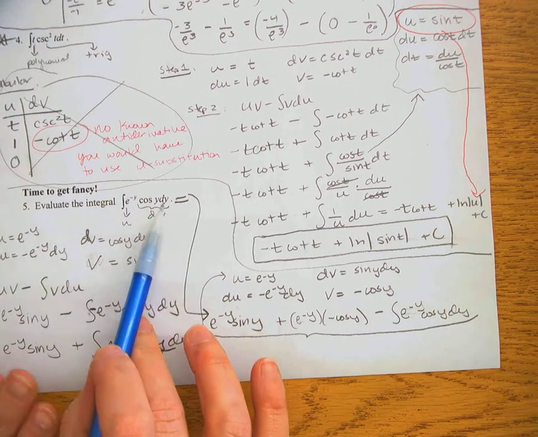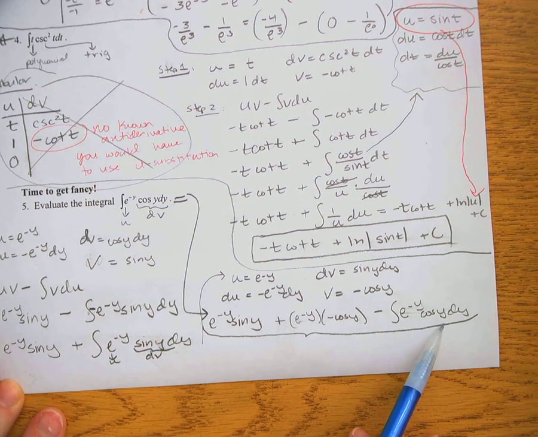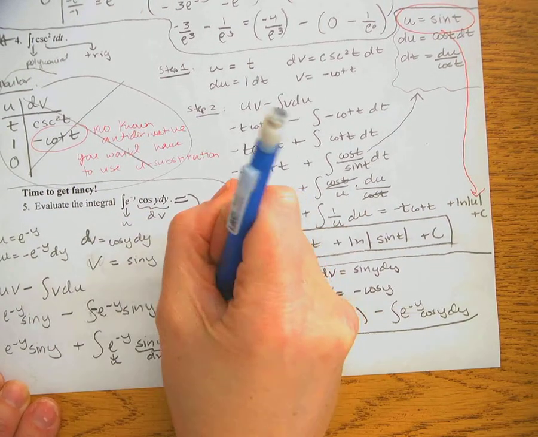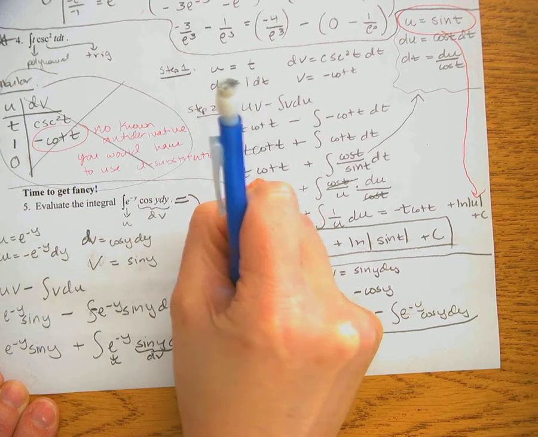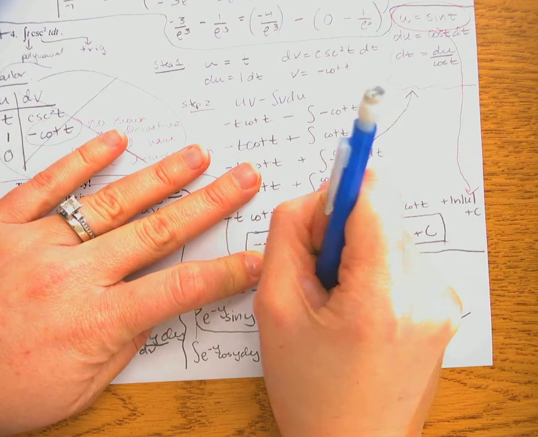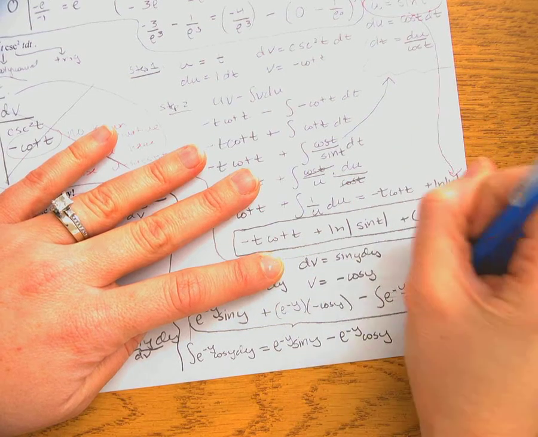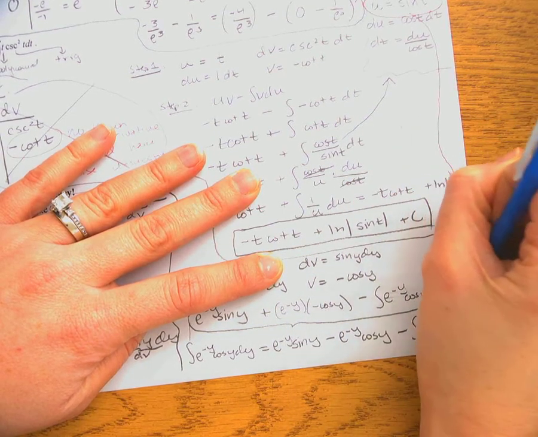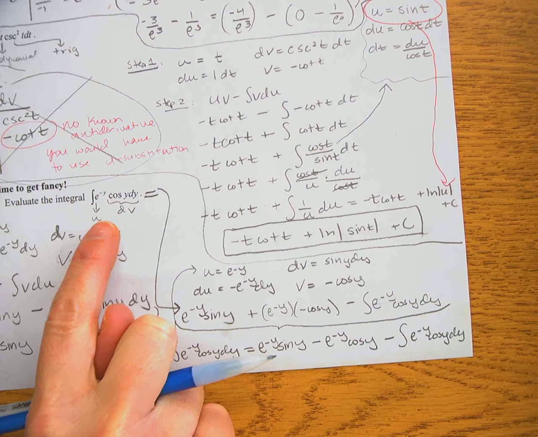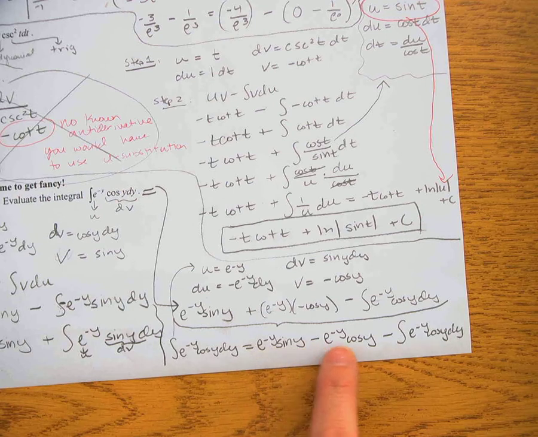So this integral, I've split it up now twice into uv minus v du, and then again uv minus v du. So here's how we're going to write it. We're going to say this integral, the integral of e to the negative y cosine y dy, is equal to all of this, and that's a true statement because I used the integration by parts to split this integral up into these three parts. So this integral is equal to all of this.